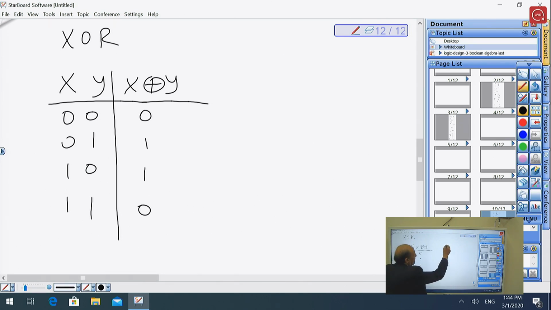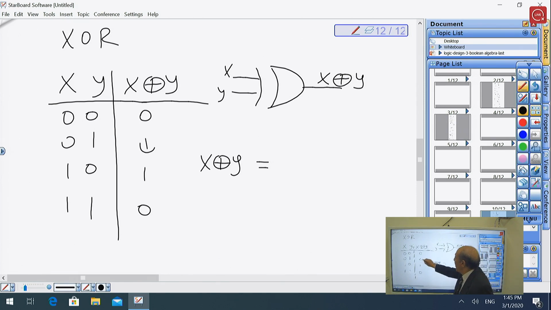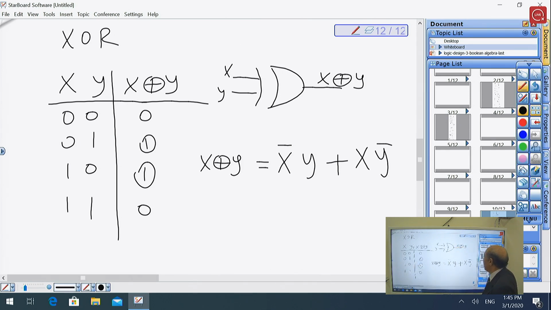The graphic symbol for the XOR, XY, X exclusive OR Y. From the truth table, you can derive the function by means of inputs. X exclusive OR Y is equals to 1. In this case, when X is equals to 0 and Y 1, so we write not X Y, or when X equals to 1 and Y equals to 0.